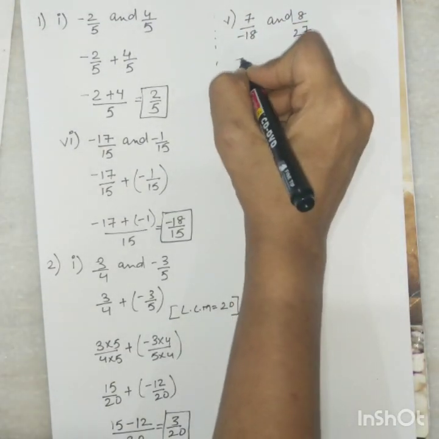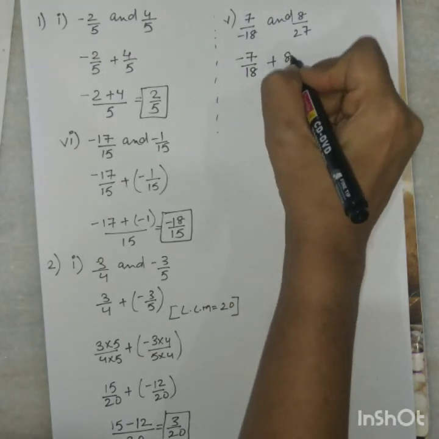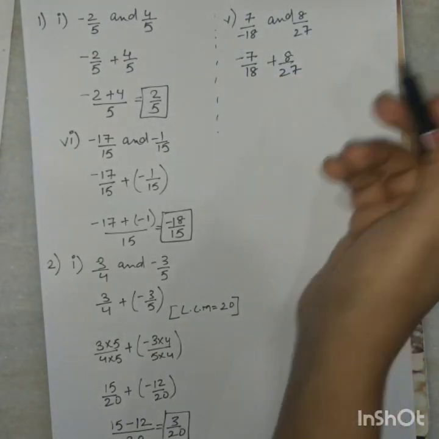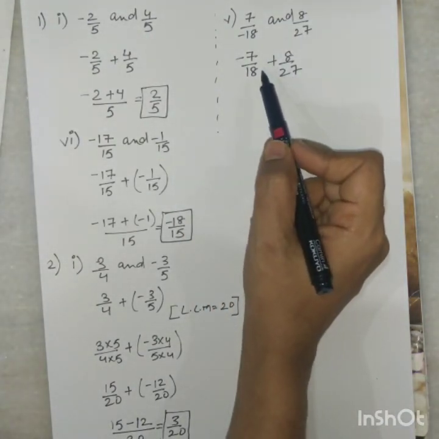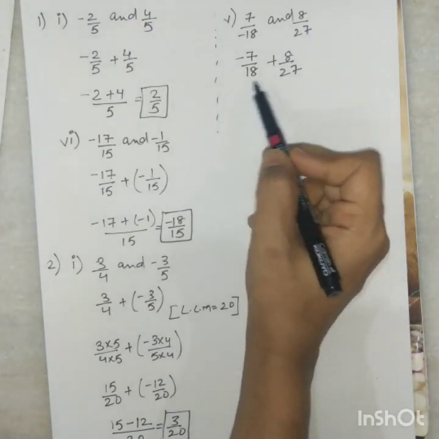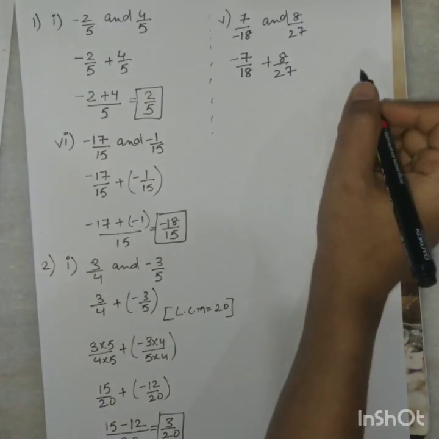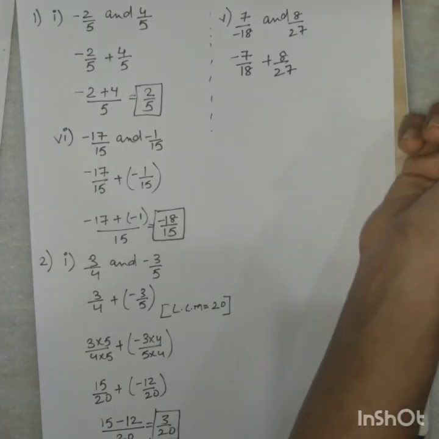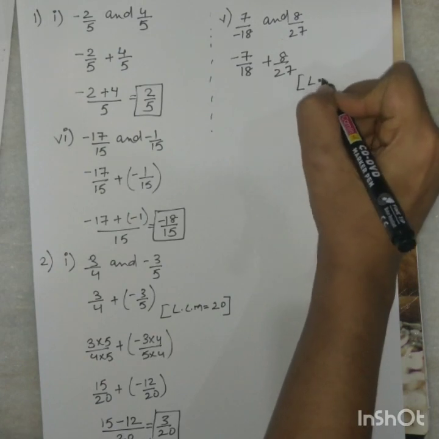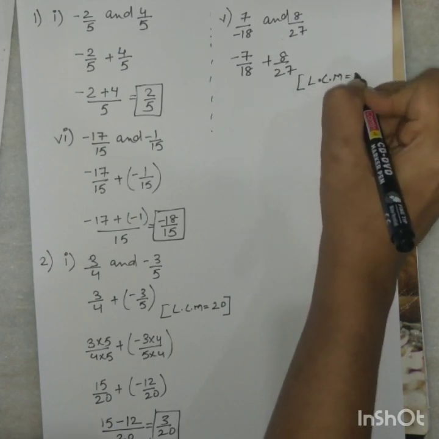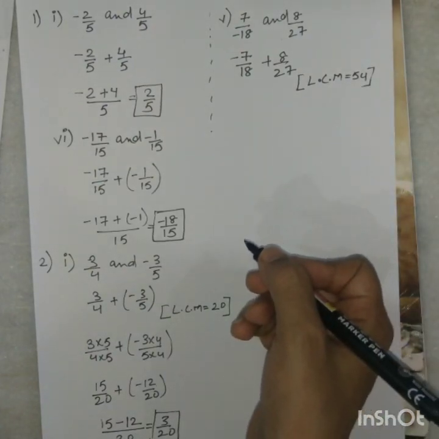So it will become minus 7 upon 18 plus 8 upon 27. Now my denominator has become positive. We can see both the denominators are different. What we need to do for that? LCM. When we take LCM of 18 and 27, if you want to calculate, you can. If you know, well and good. LCM of 18 and 27 is 54.